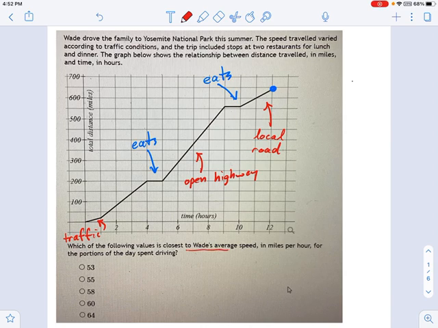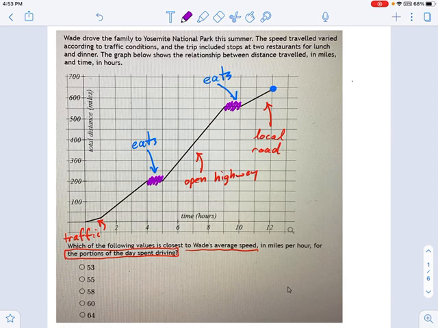What is the average speed? And what I do not want you to do is just take 650 miles divided by 12. Yes, that would be the average speed in the day, but read closely. This says, what's the average speed for the portions of the day spent driving? So what we have to do here is figure out how to cross out some of this stuff. In other words, I don't want to count this or this because you're not driving during those portions. You're just eating. What's the average speed while on the road?